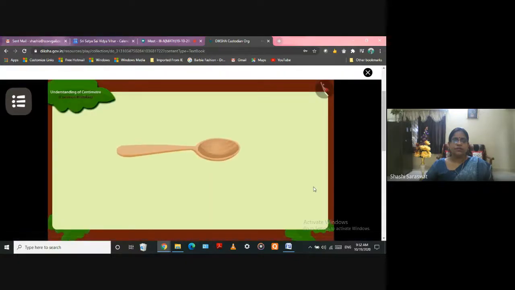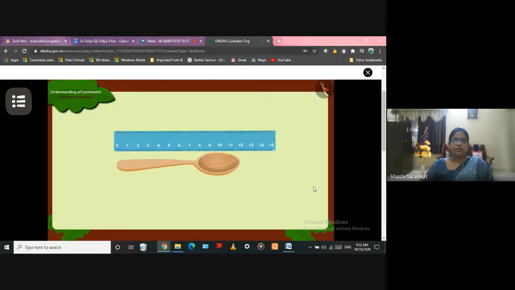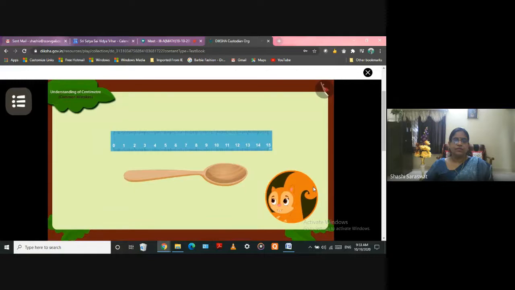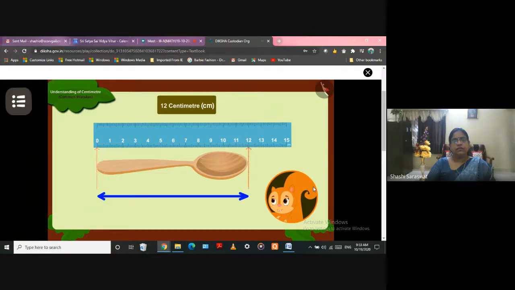Keep in mind, kids, whenever we are measuring the length of any object with a ruler, we should always keep in mind that we start measuring the length from the 0 number. Chanda realized her mistake and measured the spoon from number 0. And this time, she got the length of the spoon exactly 12 centimeters as before.